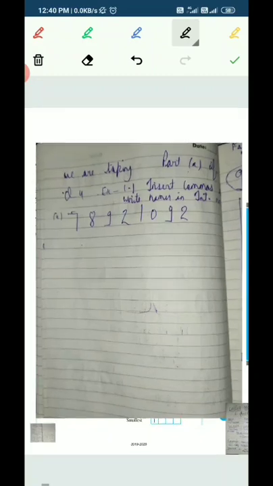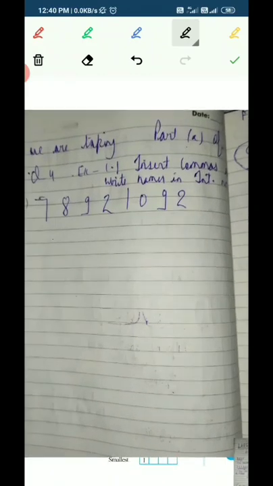So let's take this number. The number is 78921092. This is part A of question 4. So first we will write the place values. The place values we start writing, as you know, from the last digit, and the last digit is 2.